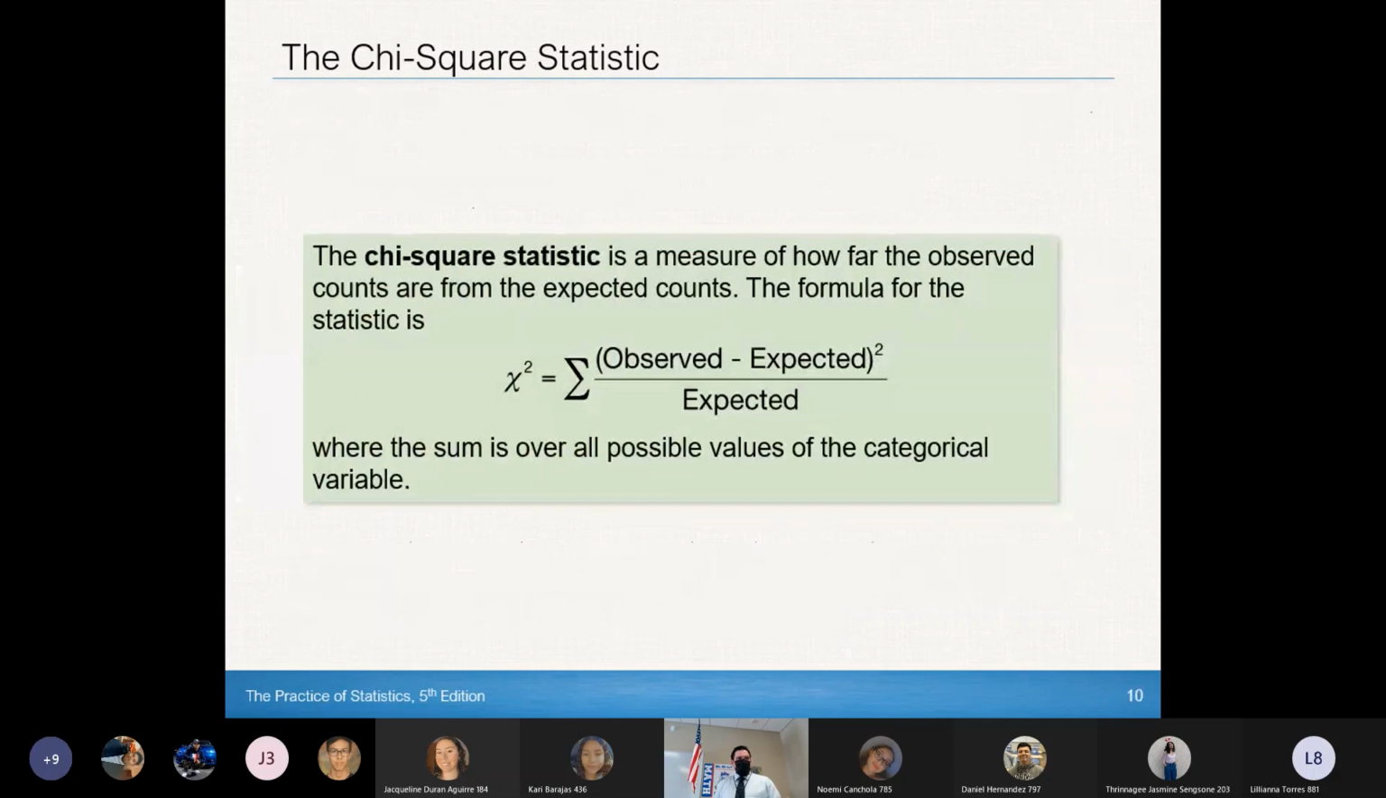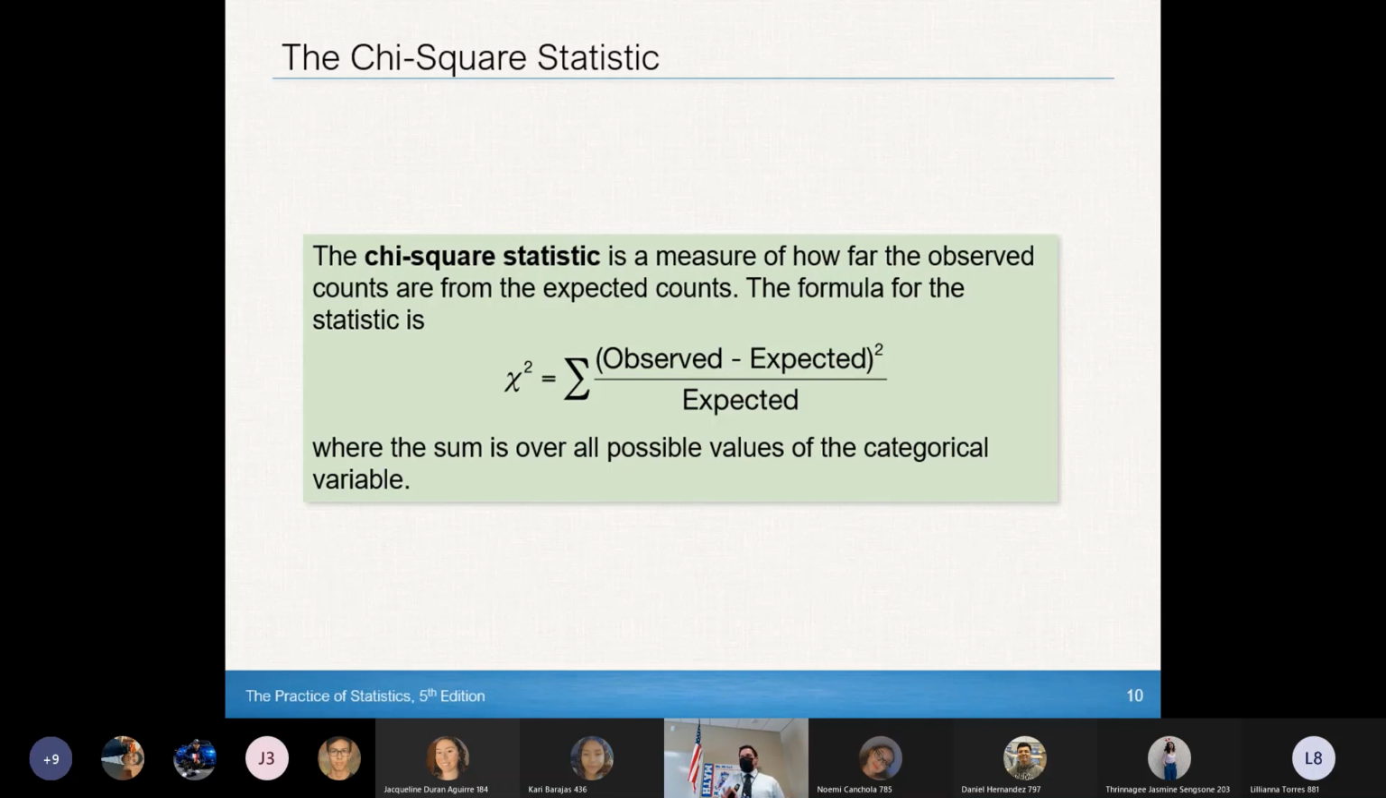And this is what it looks like. The chi-square statistic is a measure of how far the observed counts are from the expected counts. The formula for the statistic is chi-squared. Chi is a Greek letter, it looks like an X. It is pronounced chi. It equals the sum of the observed minus the expected, squared, divided by expected.